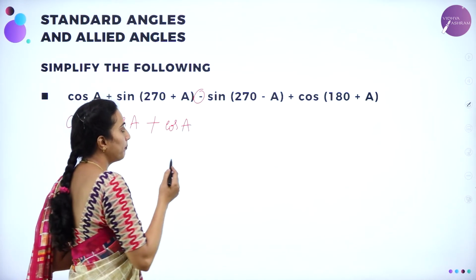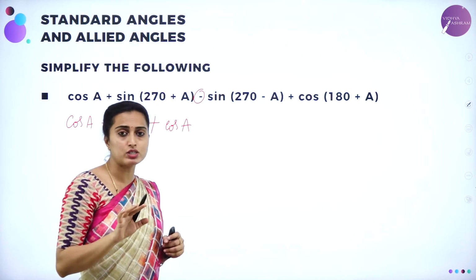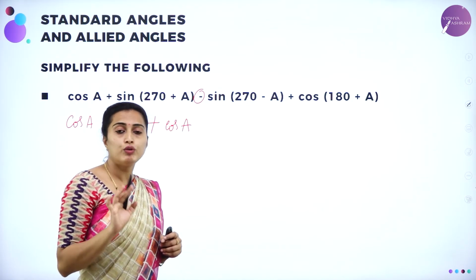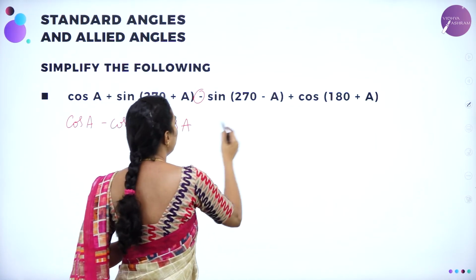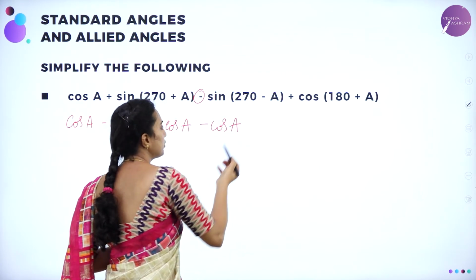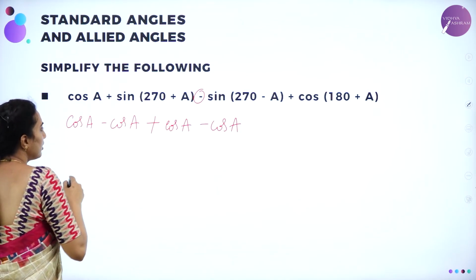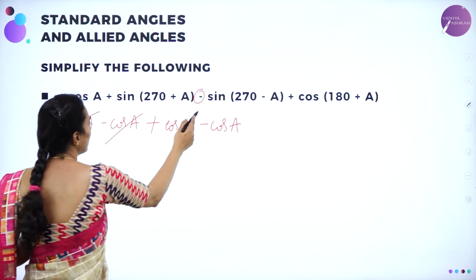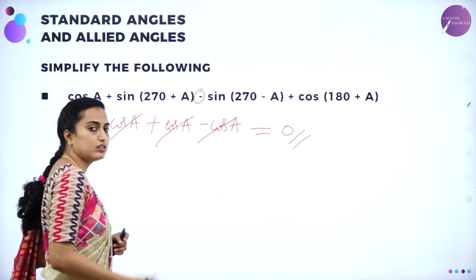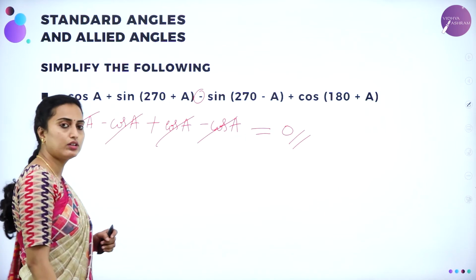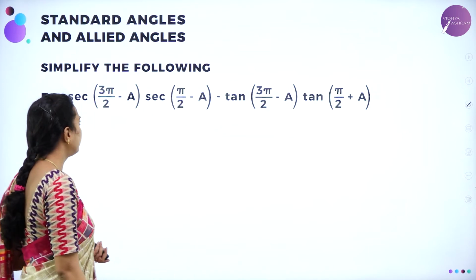Understood? Next, cos of 180 plus theta. In terms of 180, cos remains cos only. But 180 plus A falls in the third quadrant. Third quadrant cos is negative. So this will become minus cos A. In place of theta, you are having angle A. That's it. So here cos A will get cancelled. Remaining is nothing but 0. This is the value you can find out. Got this one? I hope you got this problem. We'll move on to the next one.